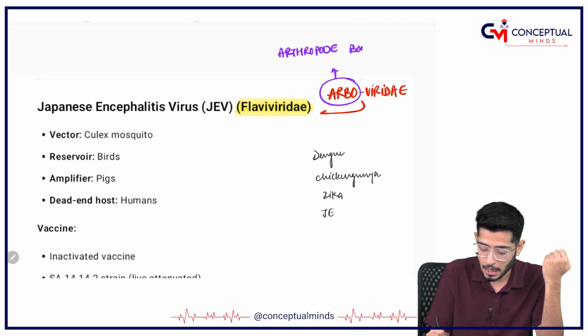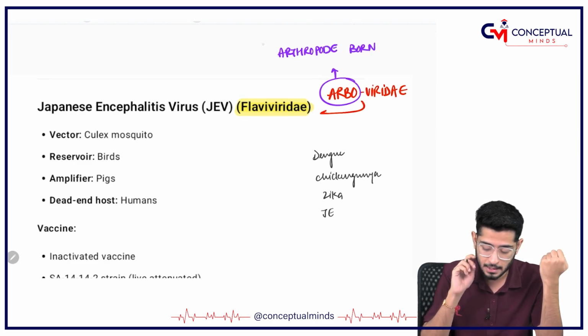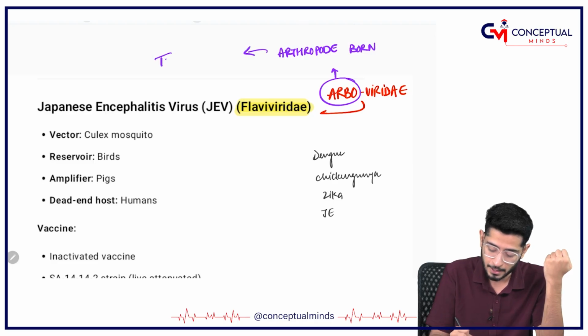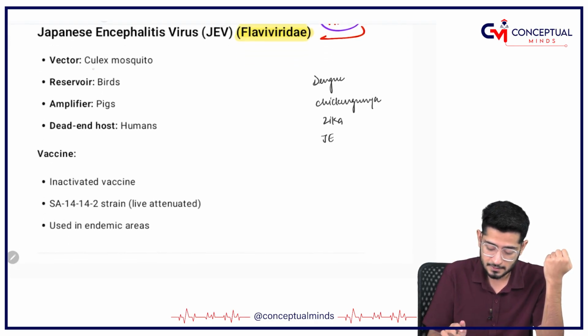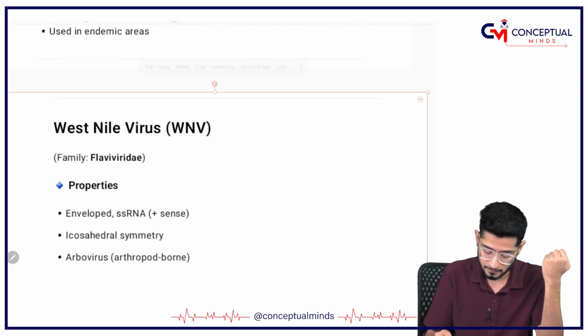So because they are arthropod-borne, that means they are going to get transmitted by the arthropods. So the transmission is by whom? It is by the arthropod. So Japanese encephalitis is going to get transmitted by Culex mosquito, okay. So Culex mosquito, my dear friends.